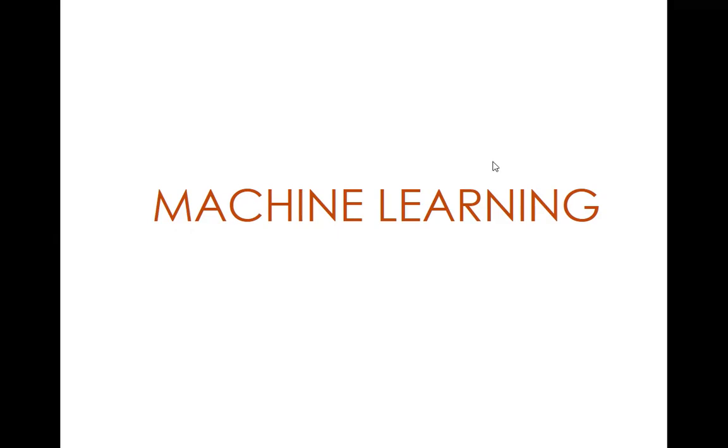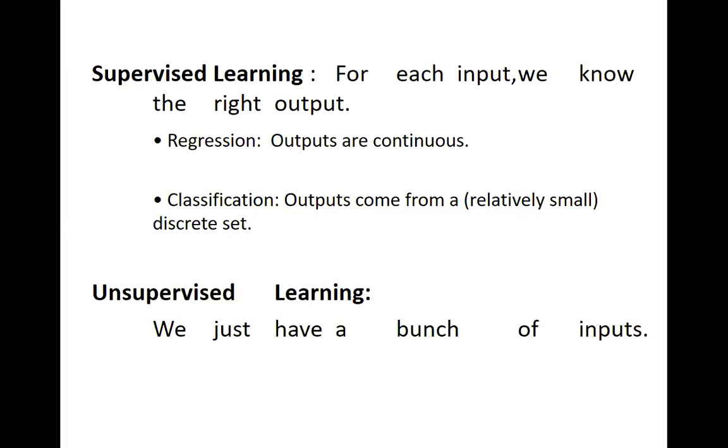So, we already know what is supervised learning and unsupervised learning. In supervised learning, we use the label data. There are two types of supervised learning: regression and classification. We have seen a lot of examples in classification. That is when the outputs are discrete values. Discrete means finite values. Regression means you have continuous output.